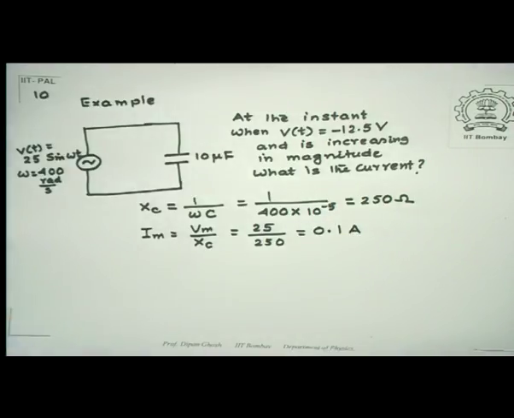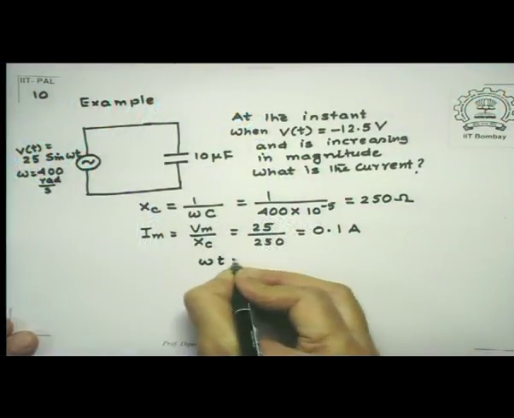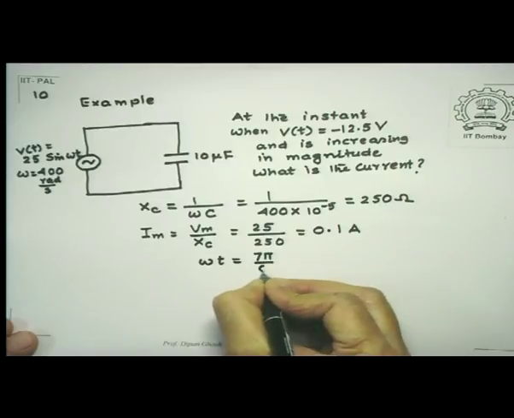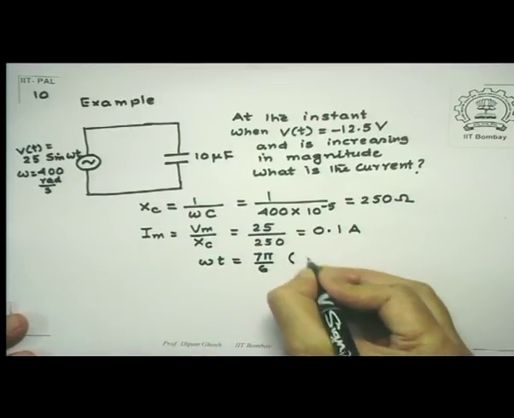Now my next question was, consider the instant when the voltage is minus 12.5 and is increasing in magnitude. In a similar situation, in the previous example connected with an inductor, I had seen that there are two solutions for omega t, but out of that, the solution for which the value is minus 12.5 volt and the magnitude is increasing is given by omega t is equal to 7 pi by 6. So I would point out from the previous example.